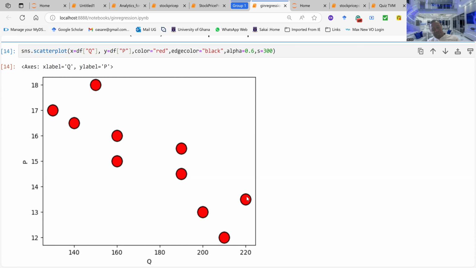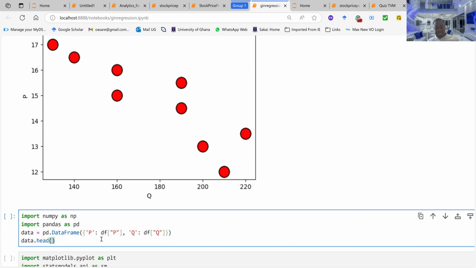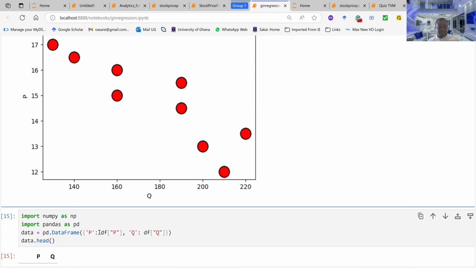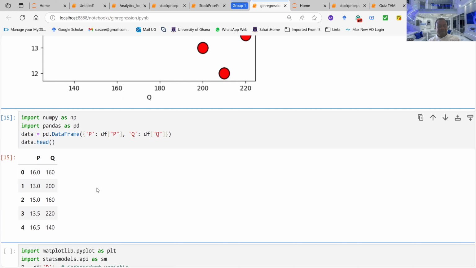Now, let's now show the head of the new data. I want to show you that first. So you can see that here, I've just plotted the head of the new data. I've created a new data called data for only the price and the quantity. In other words, I've just gone into the original data set and pulled out just the PQ because I want to just deal with two variable case for simple regression.